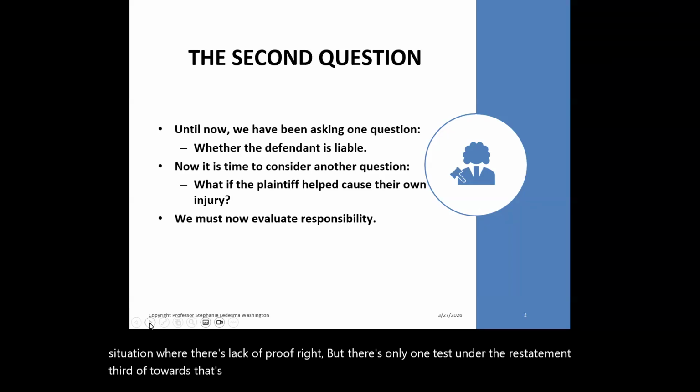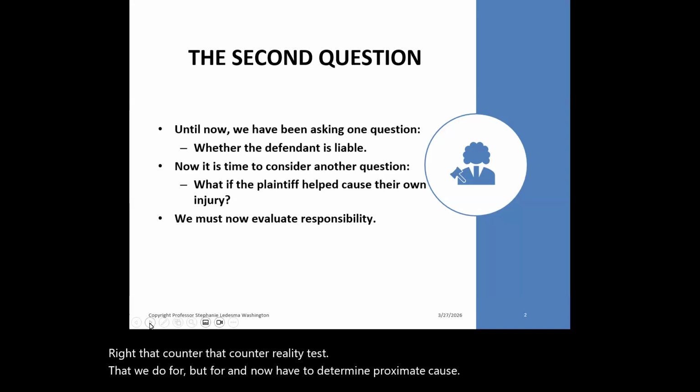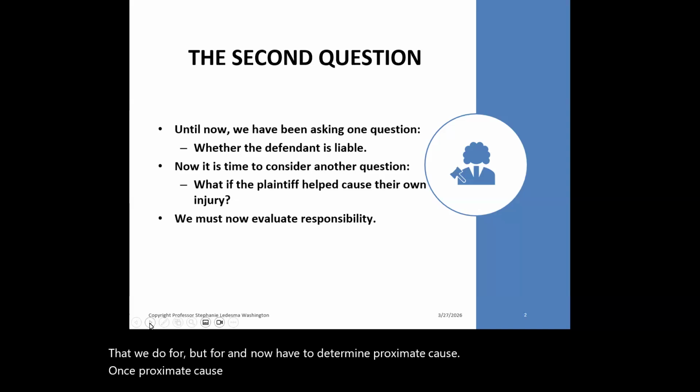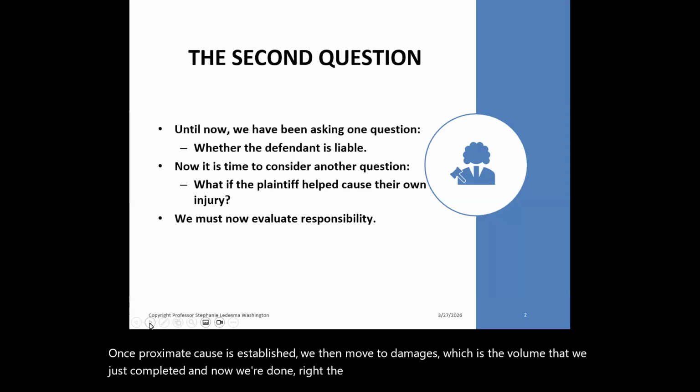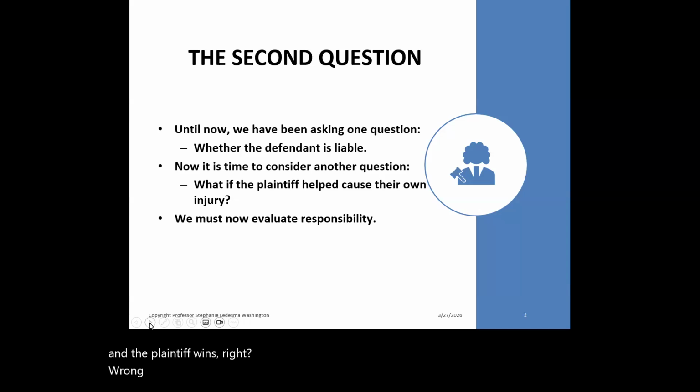Once I've established that the defendant's actions are a necessary component, that counter-reality test that we do for but-for, I now have to determine proximate cause. Once proximate cause is established, we then move to damages, which is the volume that we just completed, and now we're done, right? The plaintiff has established their prima facie case, and the plaintiff wins, right? Wrong. We now get to the second question.